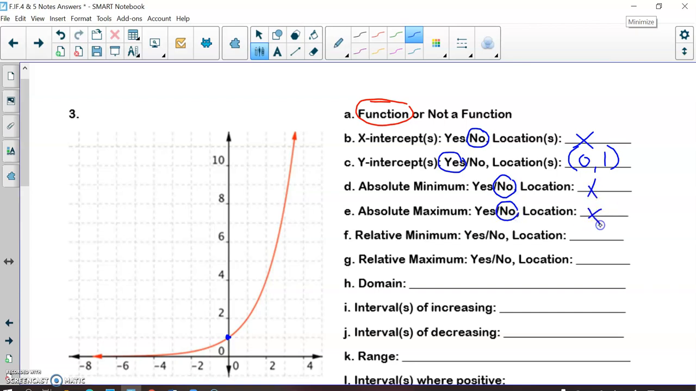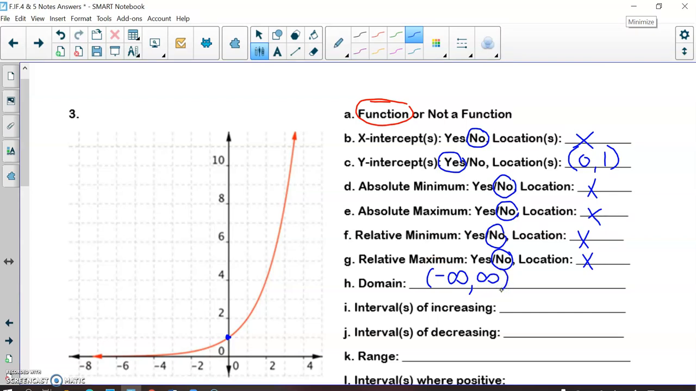And this graph goes up and up and up forever, so there is no absolute maximum as well. And relative minimum, there is no low point on the graph, and relative maximum, there is no high point on the graph. Now my domain here, it extends to the left and the right forever and ever, so my domain is from negative infinity to infinity.